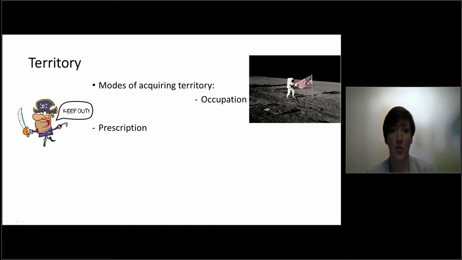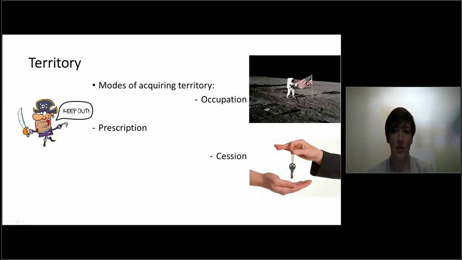Then there's prescription. Under prescription, a state also possesses a certain part of another state's country, but there it's actually acknowledged that it was another state's territory. And the state should peacefully possess that territory for a very long time and actually also have authority over that territory.